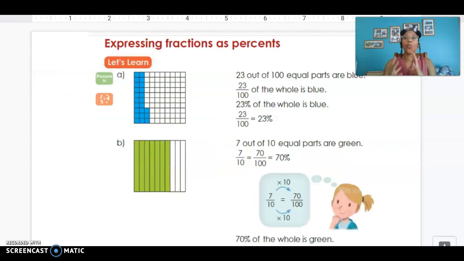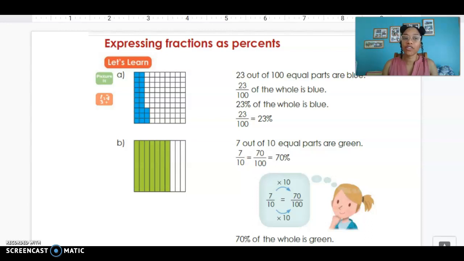Now that we know what a percent is and how we can look at it, let's think about connections between fractions and percents. We've studied fractions before this year, so I want you to put that fraction hat on as well as learning about some new percents to kind of make connections there.